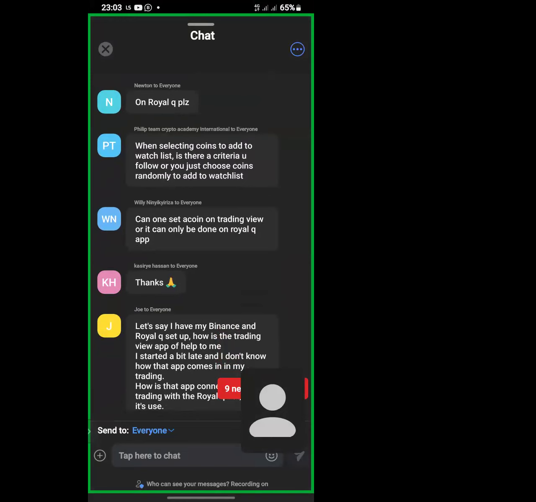So you can go to your Royal Q and look at every coin. You can just add randomly, but first you just have to add the Bitcoin itself. That's the mother coin. It influences the market at a certain percentage, so whenever it moves, even others move.